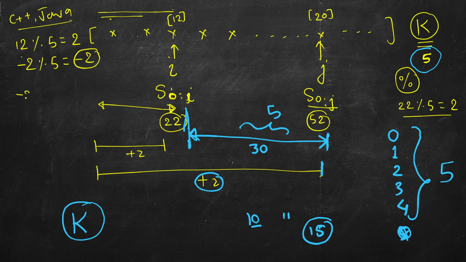But in Python, modulo will always return between 0 and 4 if you are taking modulo 5, irrespective of whether the number is negative or positive. So you can always think of this as minus 2 plus 5 and then take modulo, or take the modulo and then add k to it, or 5 in this case, and then again take modulo. So this will make it positive.